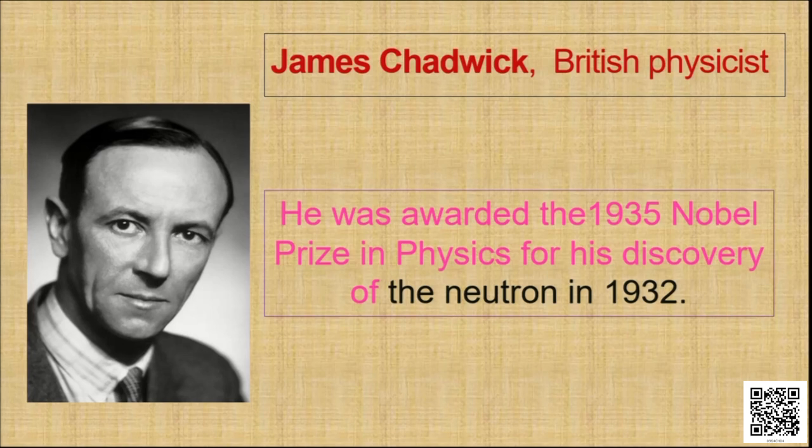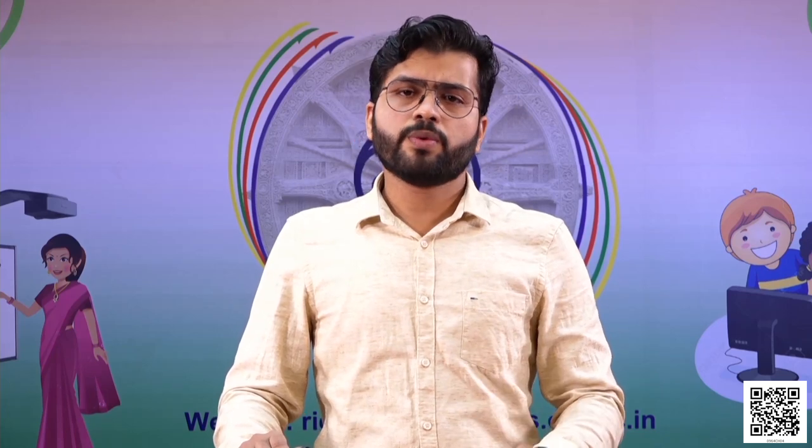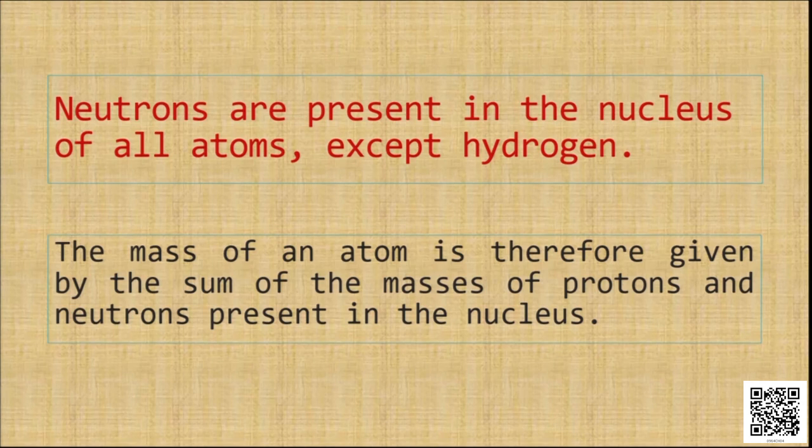If you look at the properties of the neutron, as I mentioned, it has no charge, but its mass is almost equal to the mass of a proton. All atoms contain neutrons, except for one exception: the hydrogen atom. Hydrogen is the only atom that does not contain any neutron. It only contains one proton in its nucleus. All the rest of the elements contain neutrons in their atoms. The mass of an atom is therefore given by the sum of the protons and the neutrons present in the nucleus of the atom, as along with protons, neutrons are present in the nucleus.